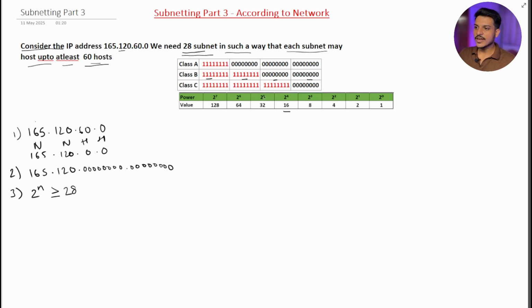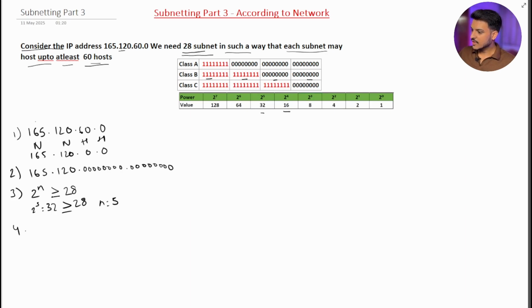So if we take 2 raised to 5, meaning n value as 5, it is 32. So 32 is greater than or equal to 28, so it satisfies the condition. So 2 raised to 5, which gives us 32, is greater than or equal to 28. This satisfies the condition and the value of n becomes 5.